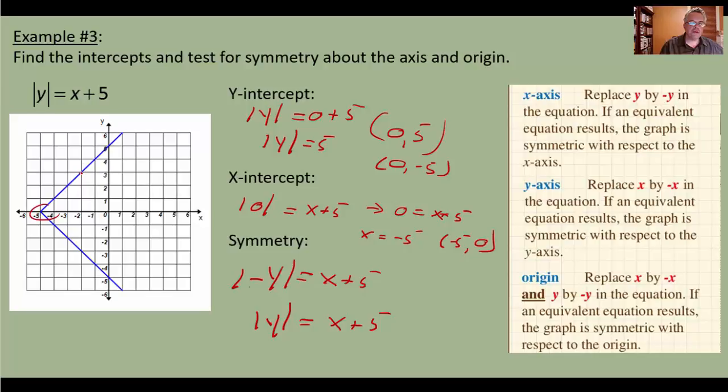So if I have a point like here at negative 2, 3, that means I'm also going to have a point at negative 2, negative 3. So if I just replace the y value with its negative, I get another point on the graph. Alright, so that's symmetry with respect to the x-axis.